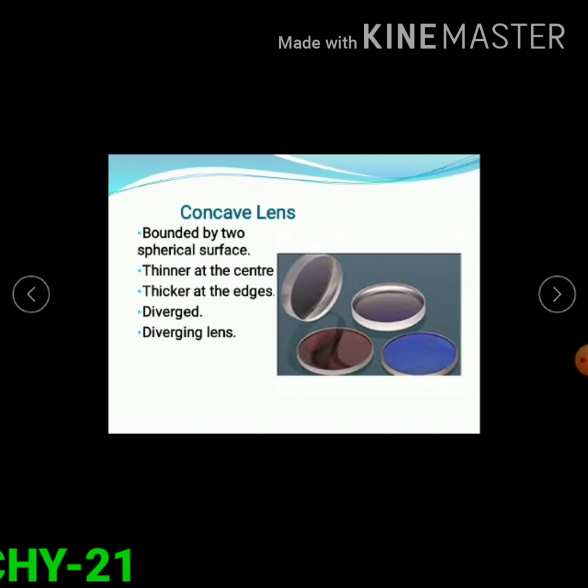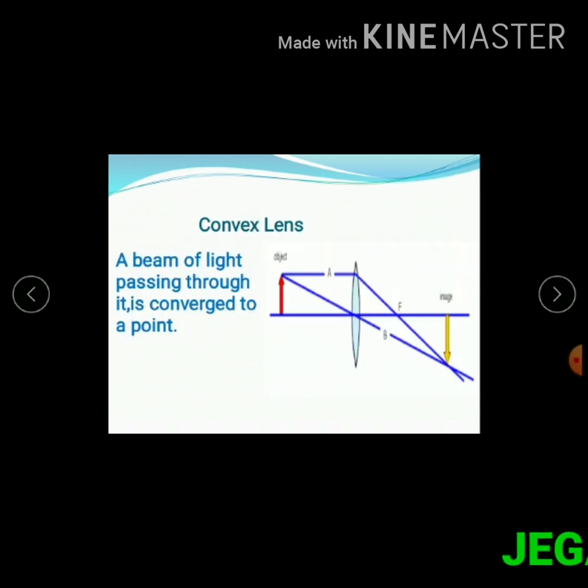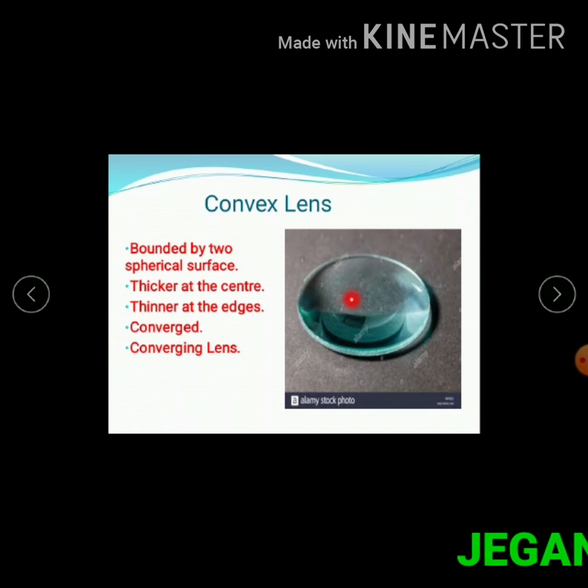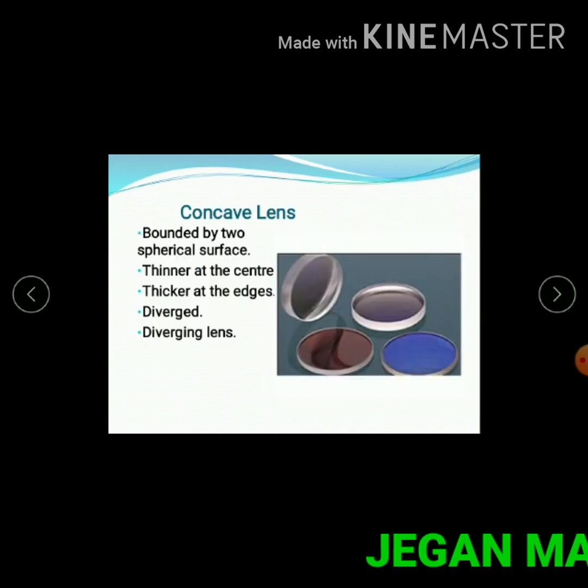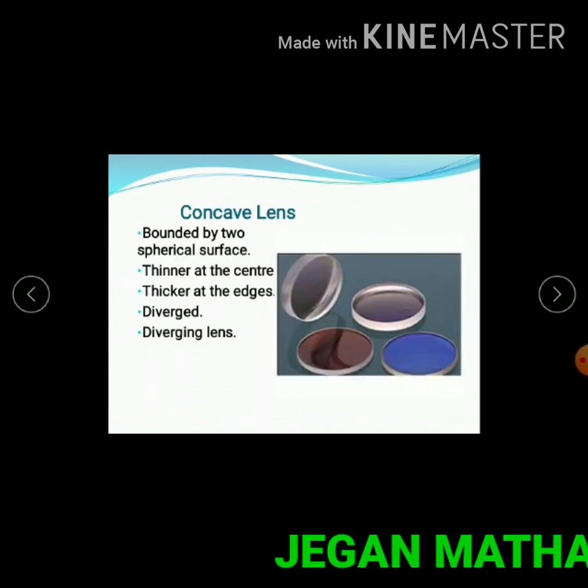A concave lens is also known as biconcave lens because it has two spherical surfaces. A concave lens is bounded by two spherical surfaces such that it is thinner at the center than at the edges. So here the middle portion of a concave lens is thinner than at the edges. In convex, the middle portion of the lens is thicker than at the edges. In concave, the middle portion of the lens is thinner than at the edges.